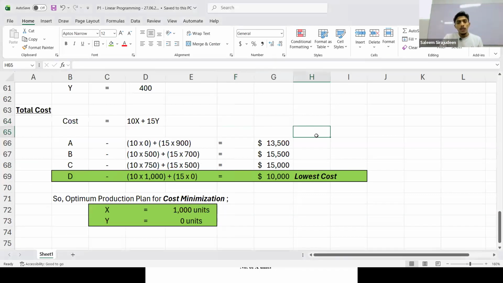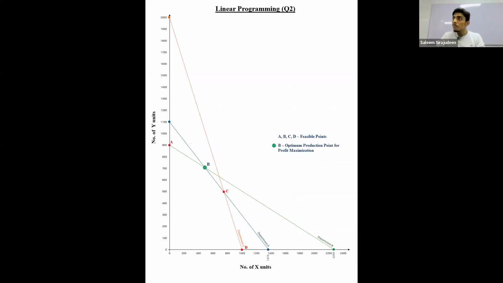Now, in order to find the optimum production point for profit maximization, we had the ISO contribution line, right? For the cost minimization, we have something called the ISO cost line, which means we will draw the ISO cost line and we have to move it towards the left side, towards the origin. Then the last feasible point which it touches would be the optimum production point for the cost minimization, right? So now here we have to move the line towards what? Towards the left side, yes or no?